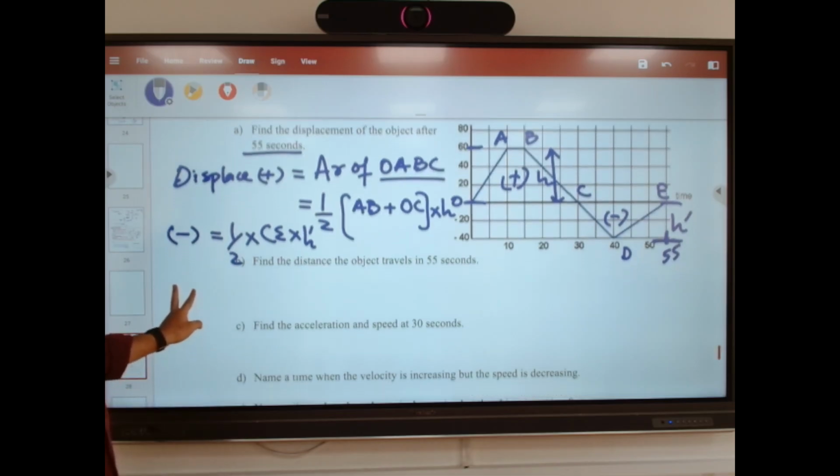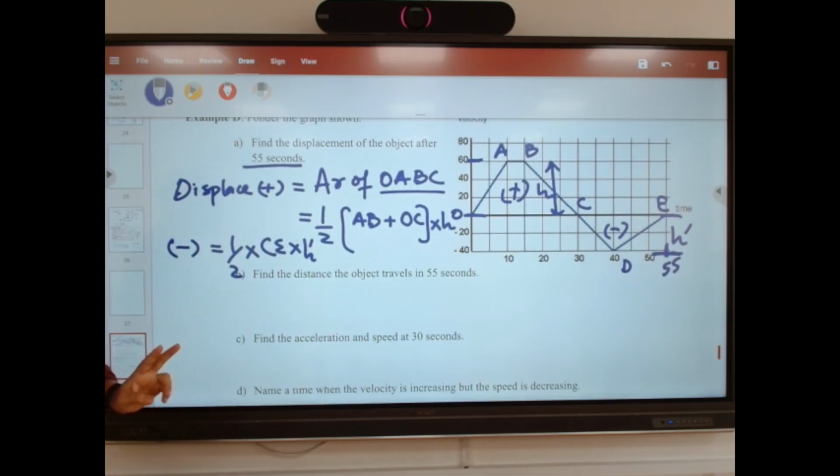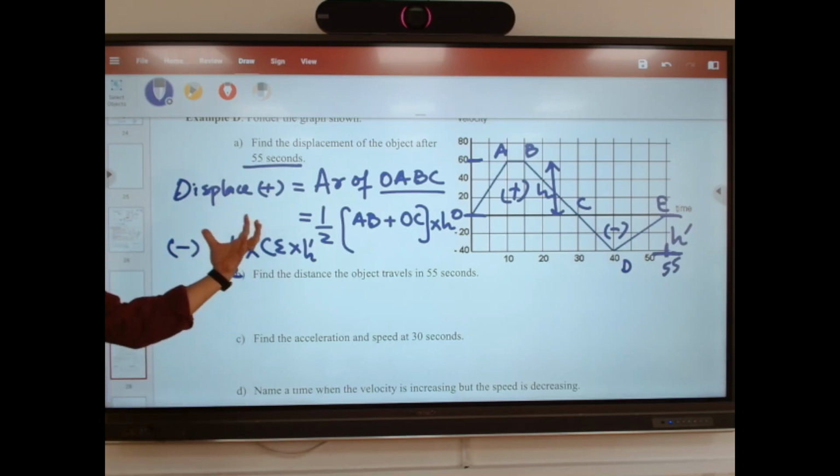No, you don't need to take the height negative. Take it positive. The answer is negative. You know that.